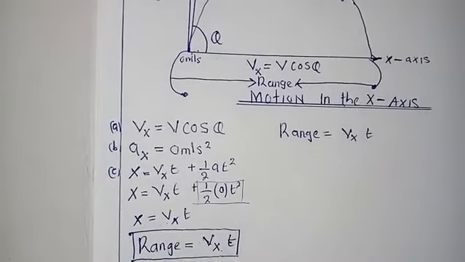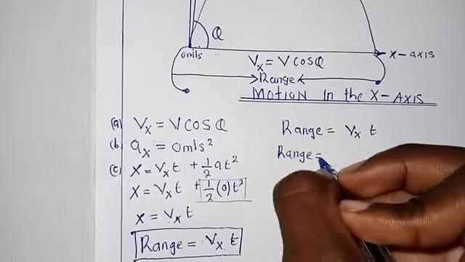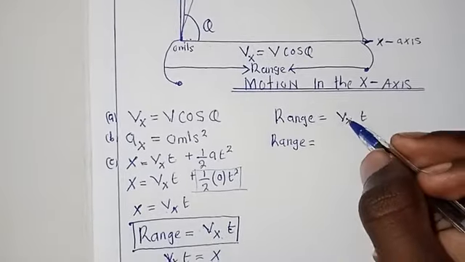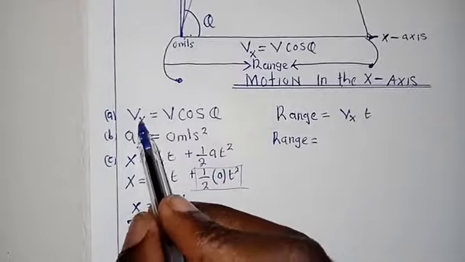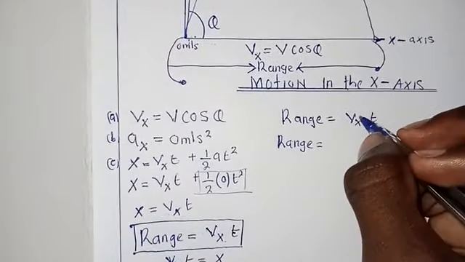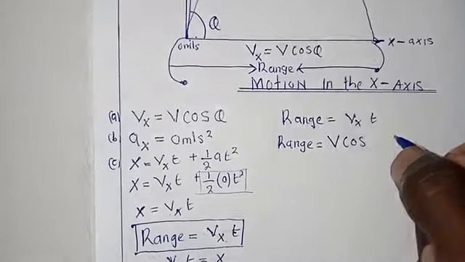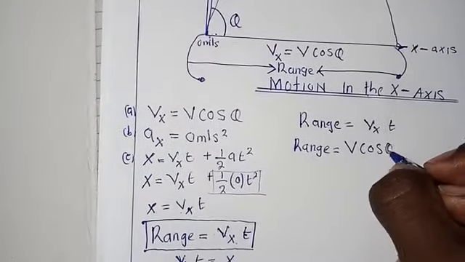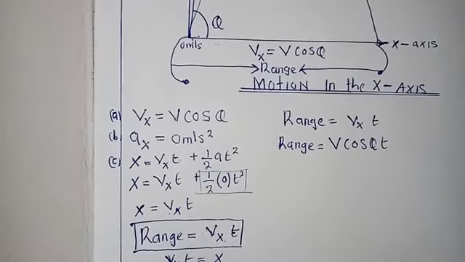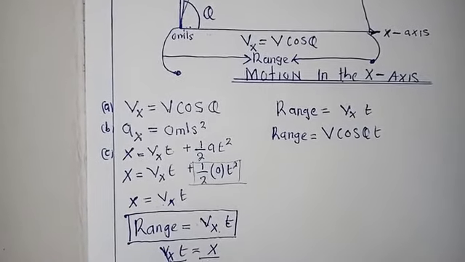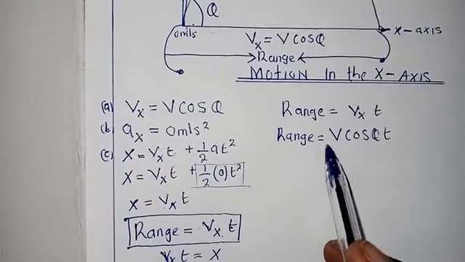multiplied by t. Therefore, we can simply say range is equal to, now this Vx here, remember that it is equal to this. So you can replace this Vx with V cosine theta t. Okay? V cosine theta t. That is how you are able to find the range.